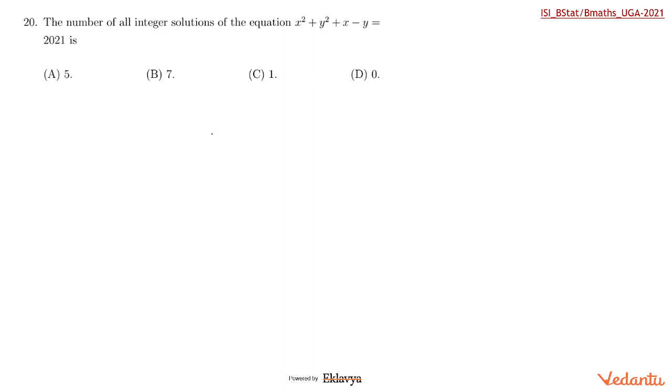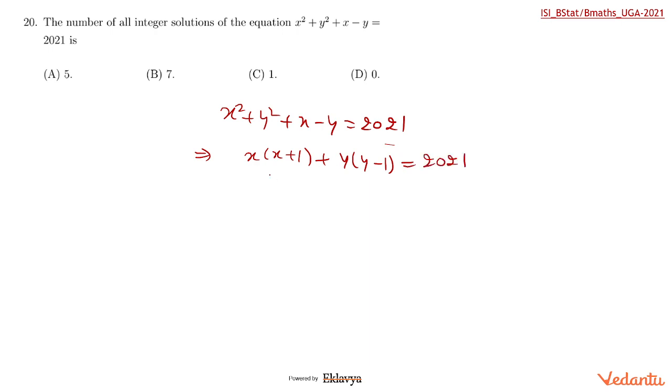क्वेश्चन नंबर 20 नाउ. सो क्वेश्चन नंबर 20 में number of integral solutions of the equation x square plus y square plus x minus y is equal to 2021. So the year is also 21 here. So यहाँ देखिए, यहाँ x into x plus 1 is a very simple question if you observe it like this. See, x into x plus 1 is even quantity. X and y are all integral solution now. So between x and x plus 1, one is odd, one is even.